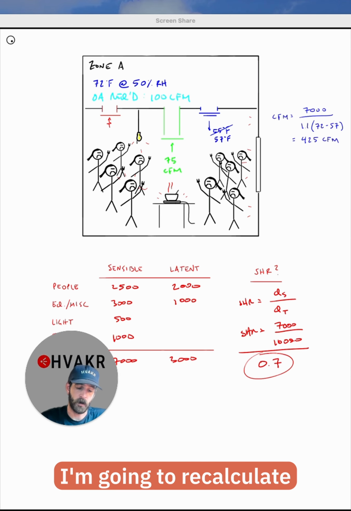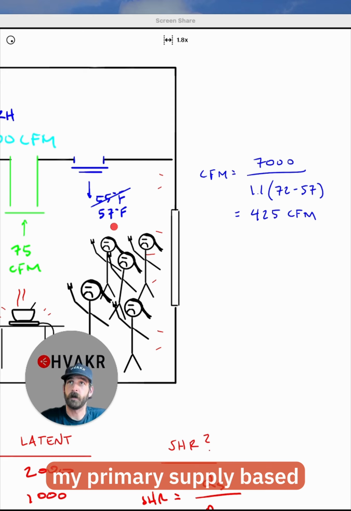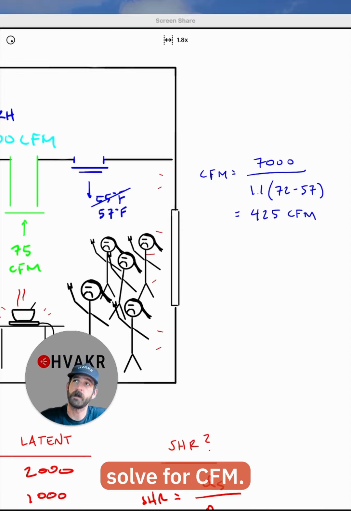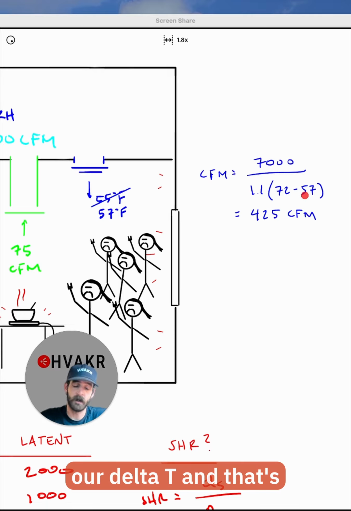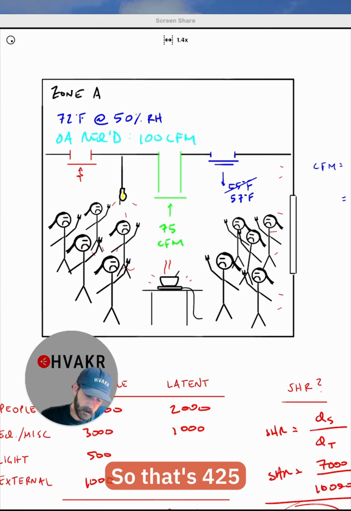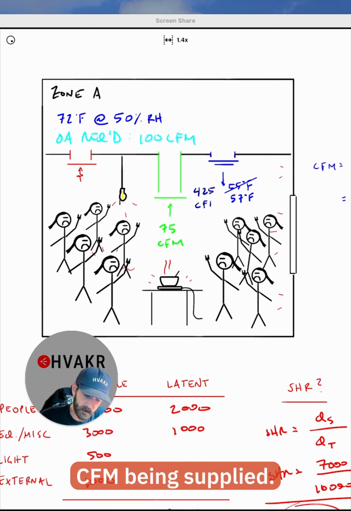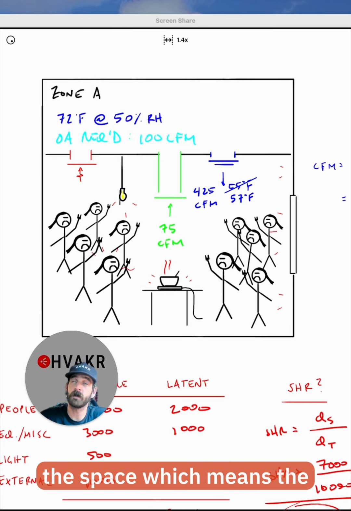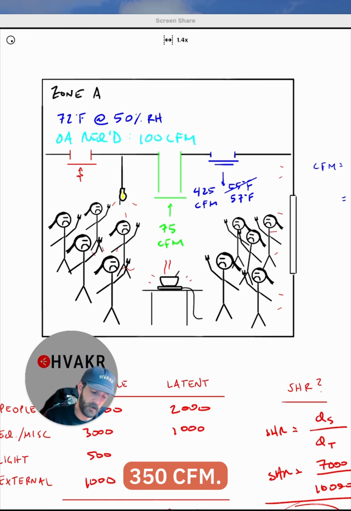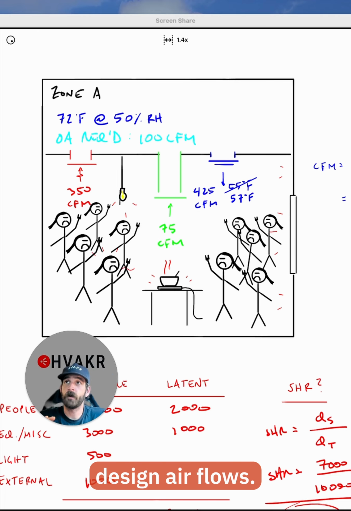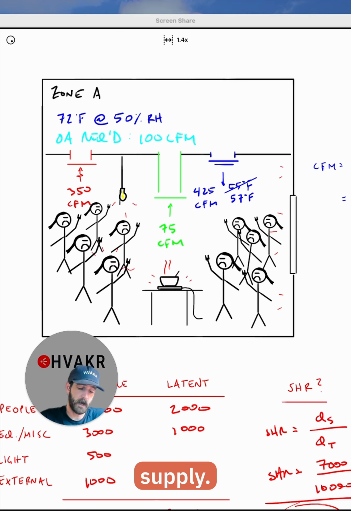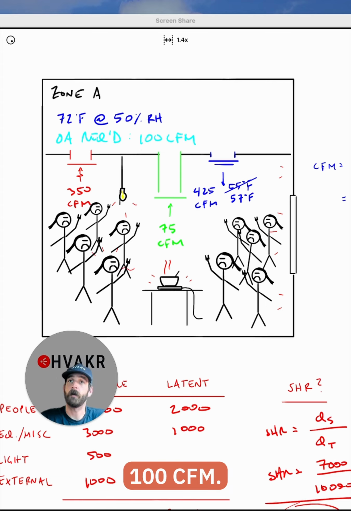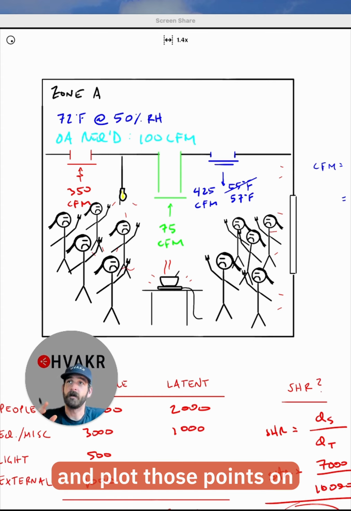Before I go further, I'm going to recalculate my primary supply based on this 57 dry bulb entering state. If you look at the sensible heat equation here, rearranged to solve for CFM, 72 minus 57 is our delta T, and that's going to yield 425 CFM being supplied. Just to spice things up, I'm also including, say, 75 CFM of required exhaust in the space, which means the return that is left is 350 CFM. So now we have our design airflows. We have 425 primary supply, there's exhaust, which leaves 350 for return, and we also know we have an outdoor air requirement of 100 CFM. Time to look at the system configuration and plot those points on the psych chart.